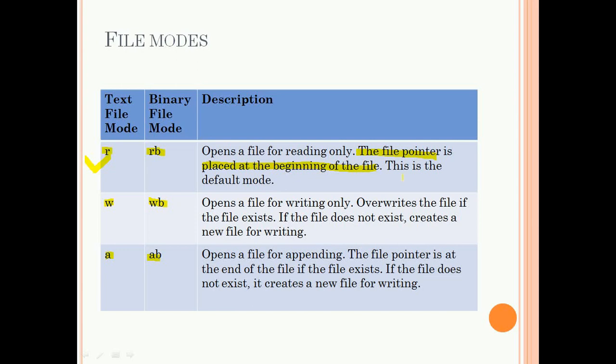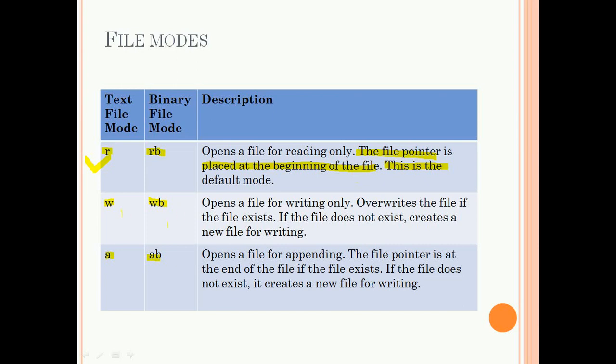In case of read mode, the file pointer is placed at the beginning of the file, and this is the default mode also. That means if you are not mentioning any opening mode, then the file will be opened in read mode. So normally whenever we are reading a file, we will read from the first position of the file. So naturally the file pointer is placed at the beginning of the file.